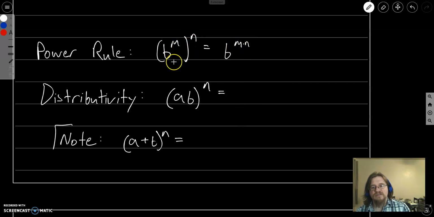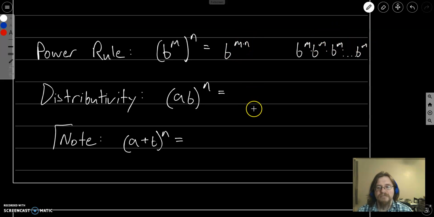And one way to think of this is, what is b to the m to the nth power? Well, I'll have b to the m times b to the m times b to the m a bunch of times, right? And what happens if I add all of the exponents here, m plus m plus m, n times, well, that's just m times n.